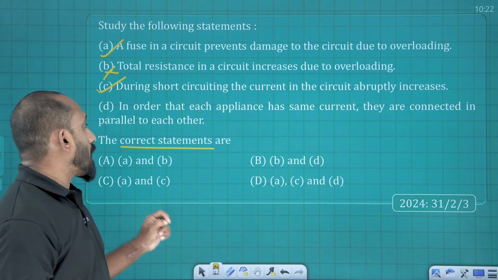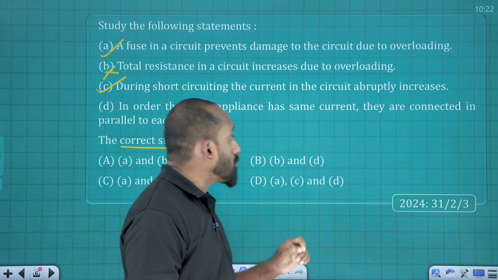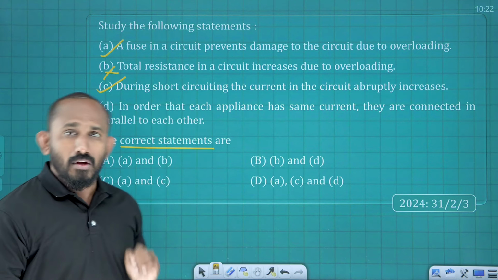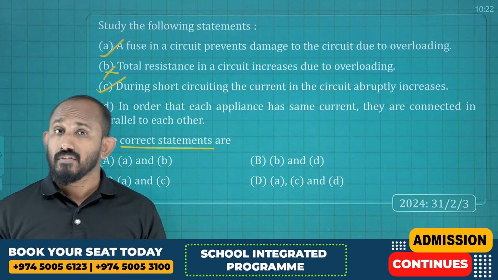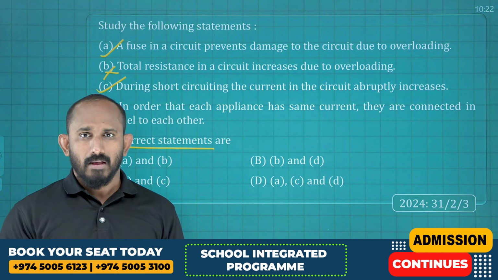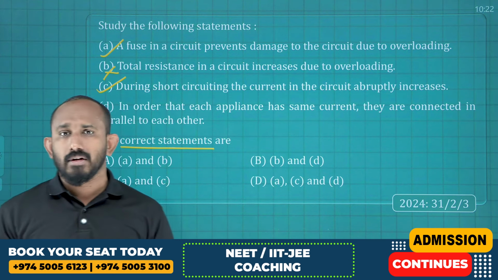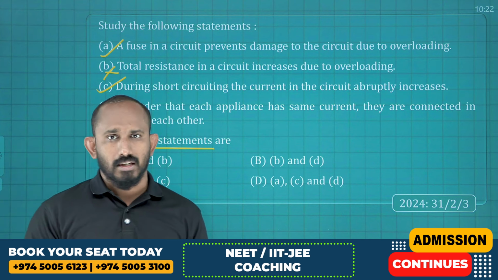D: In order that each appliance has the same current, they are connected in parallel to each other. No, in a parallel combination, they have different currents. Is it? The same voltage will be there. If they need the same current, then it is better to connect them in series actually.